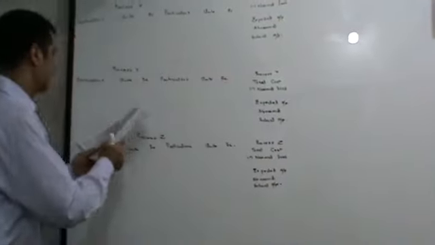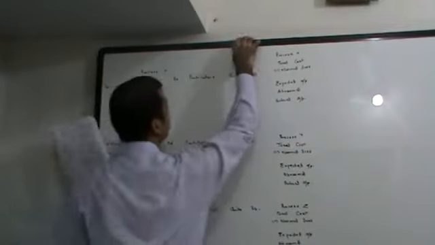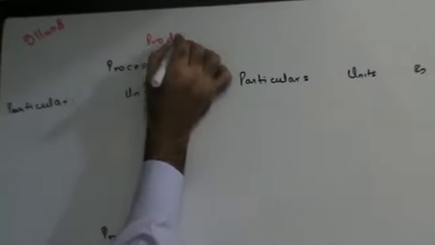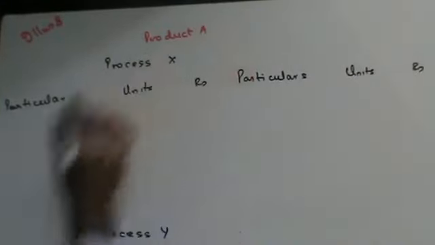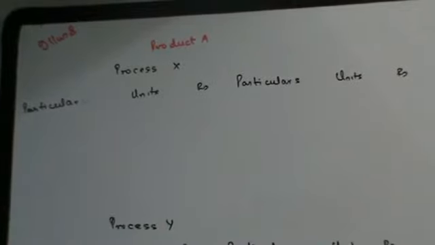Let's see this. We are doing illustration 8 on page... illustration 8, product A again. Let's say that product A passes through three processes: X, Y and Z. Fine. Now, they've given you the number of units.